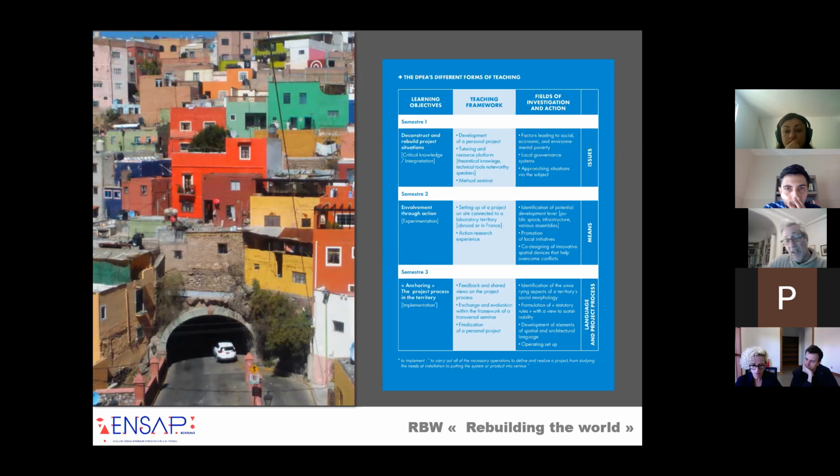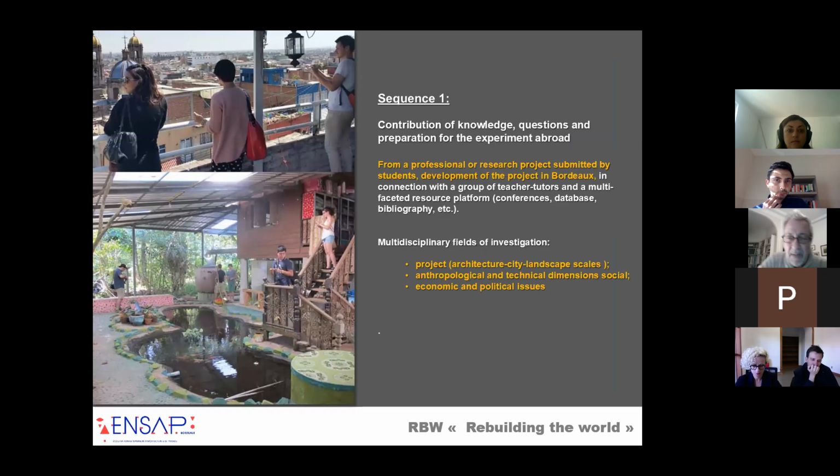And at the end, in the third sequence, the students come back to Bordeaux, and there's a feedback, you know, and exchange and evaluation and study of principles shared in a general common way, but using the approach from experience in different parts of the world. So, well, this is one explanation of this.